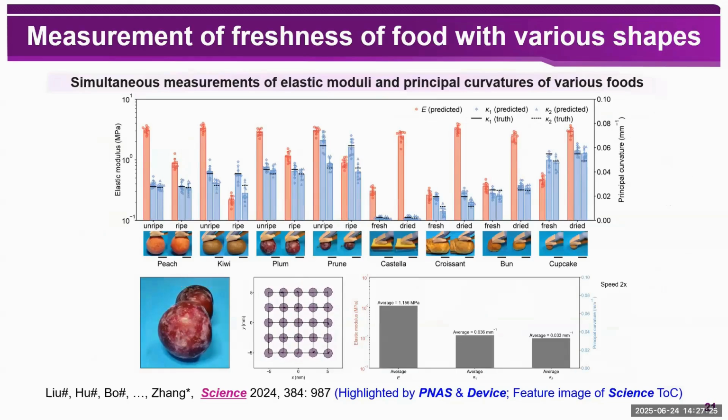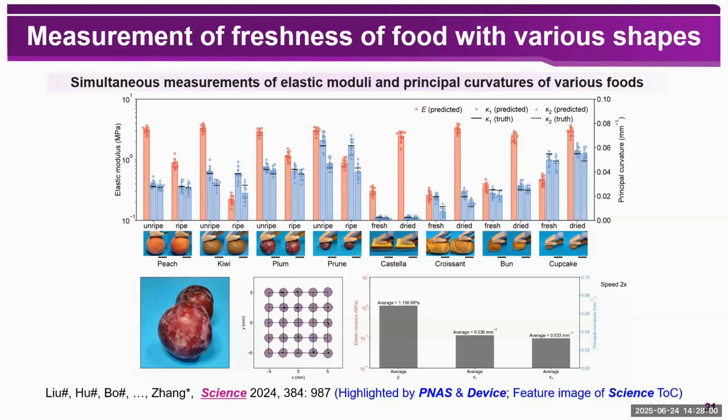So in this example, we use the device to measure the softness of 4 different fruits, including the peach, kiwi, plum, and plum, in both unripe and ripe conditions. We have also used the device to measure the elastic modulus of 4 fermented bread and cake in both the fresh and dried states. We know that the fruits become softer as they ripen, but the bread hardens during air exposure. But previously, we don't have a tool to quantify the value of the softness.